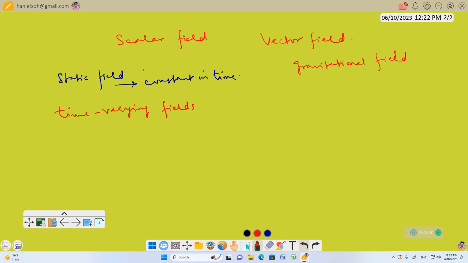So you can have a scalar field which is static. You can have a scalar field which is time varying. You can have a vector field which is a static field. You can have a vector field which is a time varying field, right? Now, this was the general introduction to the idea of field. Let me talk about the idea of a gravitational field.